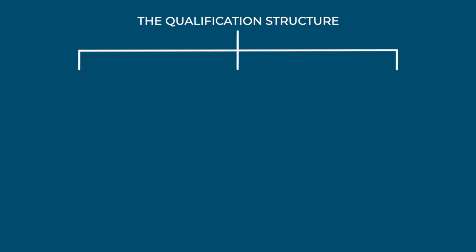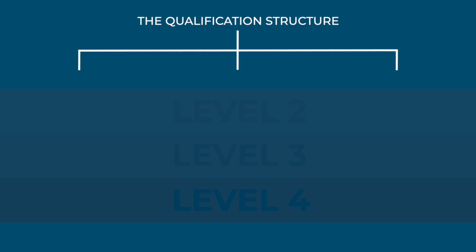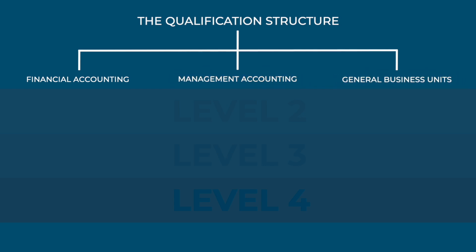So let's have a look at the structure, the units and the progression across the levels to demonstrate why it's important not to skip this basic knowledge. There are three main levels to the AAT accounting qualification structure: levels 2, 3 and 4. I'm also going to break this down into three learning strands: the financial accounting strand, the management accounting strand, and what I'm calling the general business unit strand.